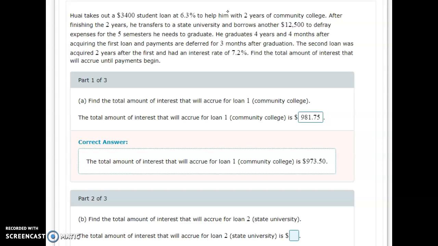The rate on that is 7.2%, and the student graduates 4 years, 4 months after the first loan, plus there's another 3-month deferral. The second loan was acquired 2 years after the first and has an interest rate of 7.2%. In order to do this problem, this is very similar to in-class assignment module 3.